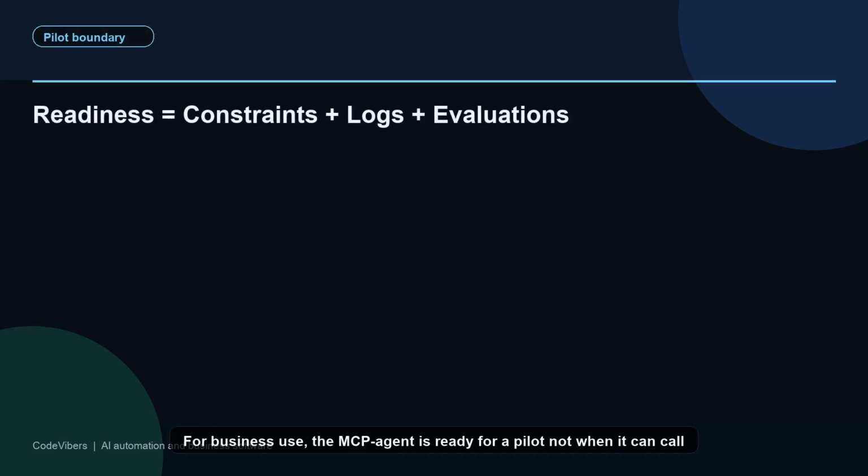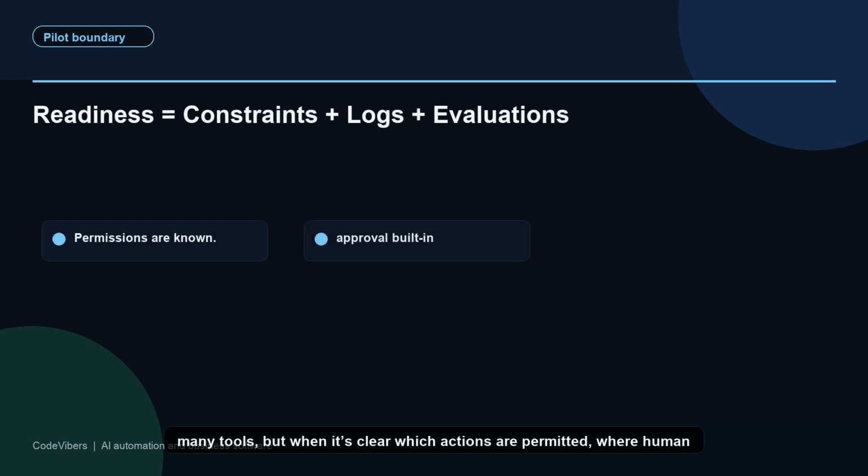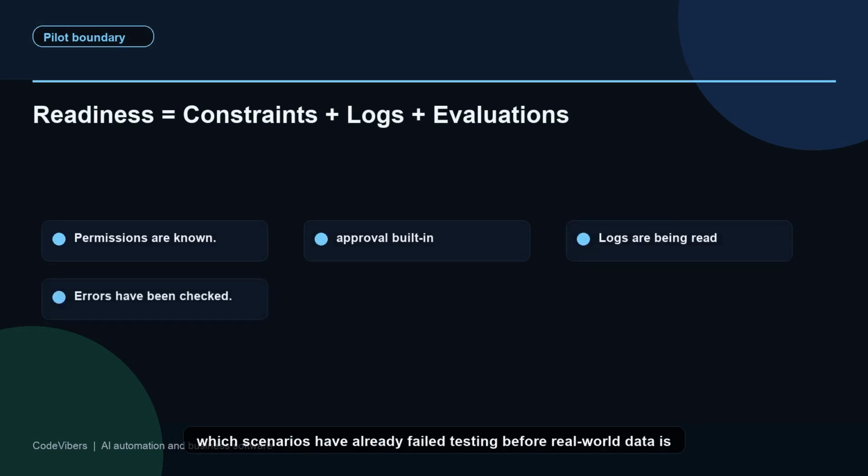For business use, the MCP agent is ready for a pilot not when it can call many tools, but when it's clear which actions are permitted, where human responsibility lies, how to reconstruct the decision process from logs, and which scenarios have already failed testing before real-world data is applied.